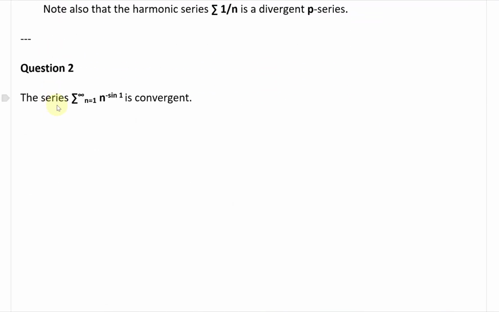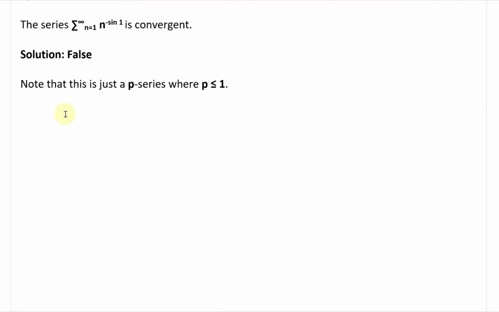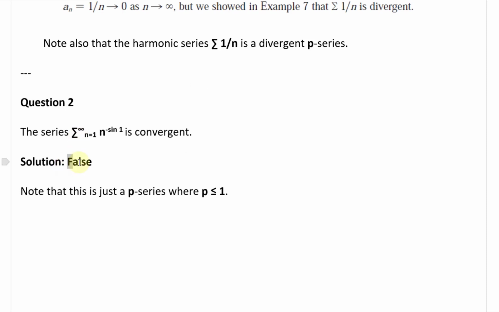So question 2 states the series, the summation from n equals 1 to infinity of n to the power of negative sine of 1, is convergent. This is an interesting question. This is actually a p series as well. So let's look at the solution. So solution, this is false actually.